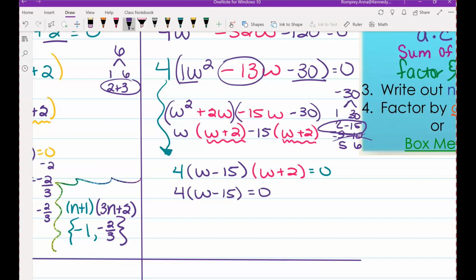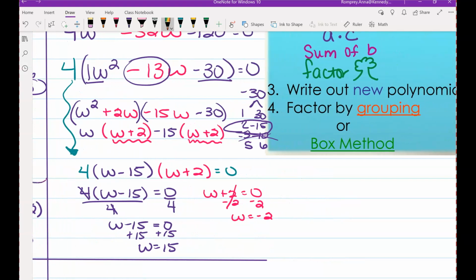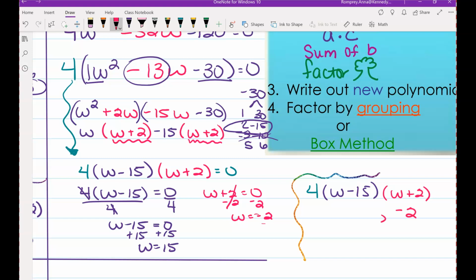All right, so solve for w. 4 times, so I'm going to divide by 4. 0 divided by 4, still 0. W minus 15 equals 0. Add 15. So one of my solutions is a positive 15. Okay, now let's find the other one. So w plus 2. Set it equal to 0. Subtract 2 from both sides. W equals negative 2. So our solutions and our factors. The factors were 4, w minus 15, and w plus 2, which gave us solutions of negative 2 and positive 15.